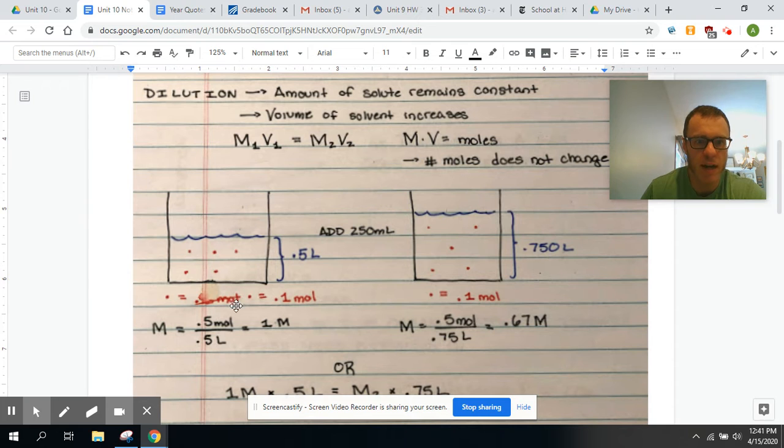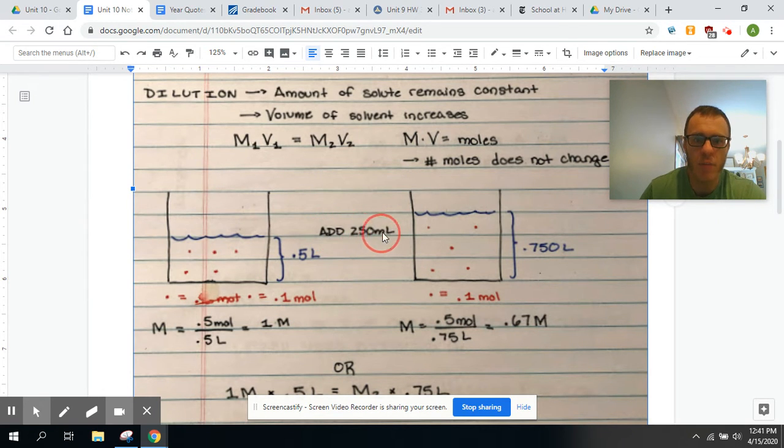Here, we have 5 dots here, and each dot equals 0.1 moles. This amount of water, that's a half a liter. So we get 0.5 moles divided by 0.5 liters, and we get a concentration of 1 molar. That wasn't too bad.